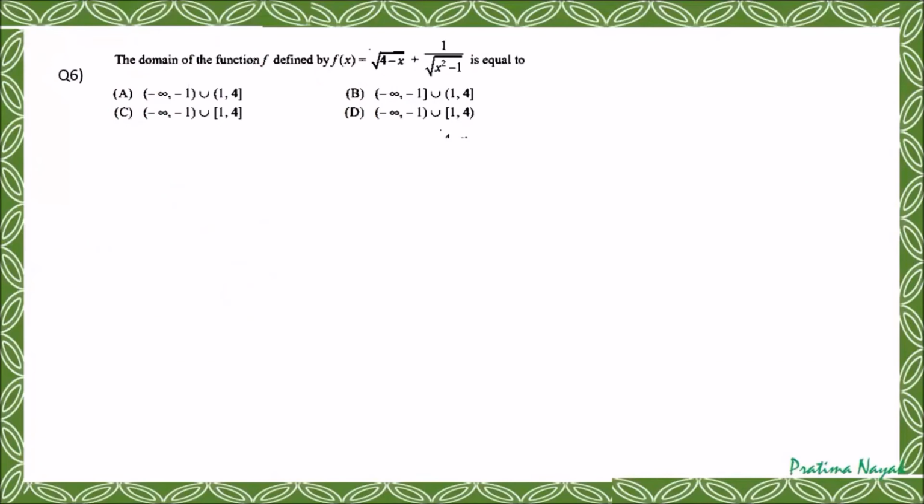Next, the domain of this function. Here there are two functions. One is square root of 4 minus x and another is 1 by square root of x square minus 1, and you have to find the intersection of these two domains. So first, domain D1: 4 should be greater than or equal to x, which means x should be less than or equal to 4. That means it should be minus infinity to 4.